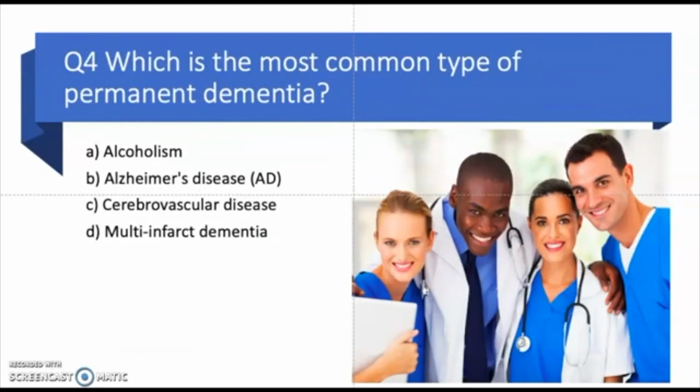Question number 4. Which is the most common type of permanent dementia? Take a moment and think about it.